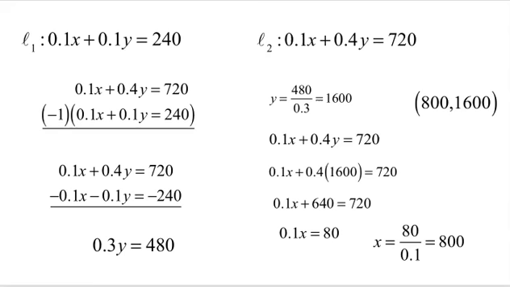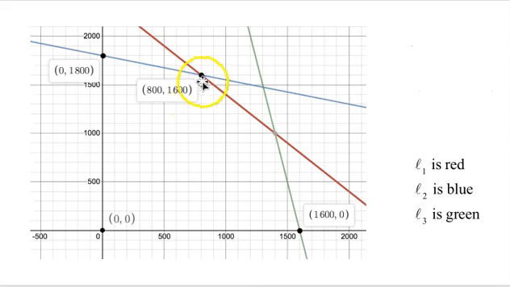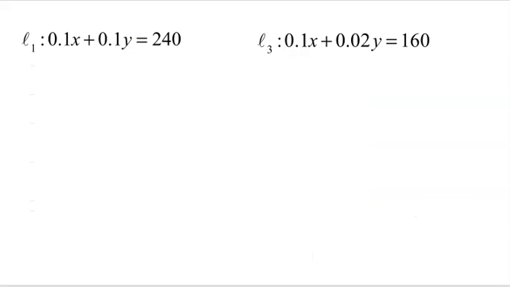So let's see that on our graph. We'll add that to our list of other corner points. That's right here, 800, 1,600, to go with those 2 intercepts and a 0, 0. And the last one I need to find is this one, red versus green. So that's line 1 versus line 3. And I'm going to solve that intersection point the same way with elimination of variables.